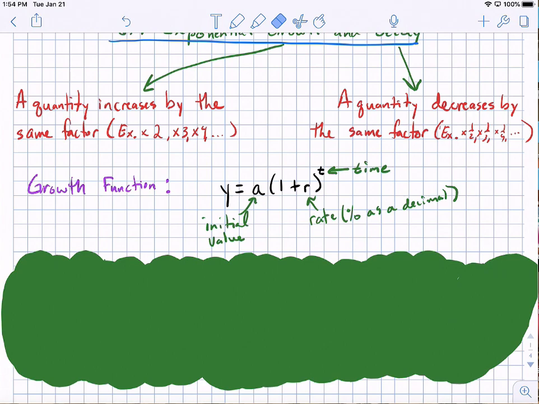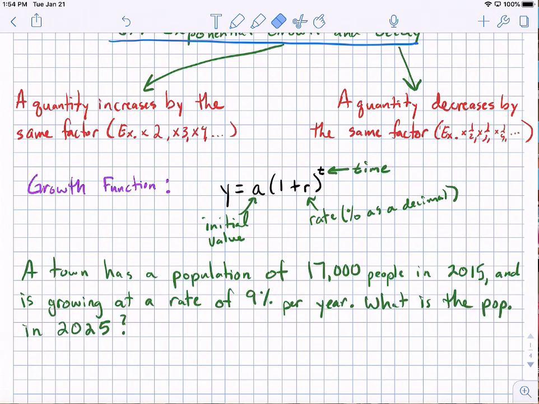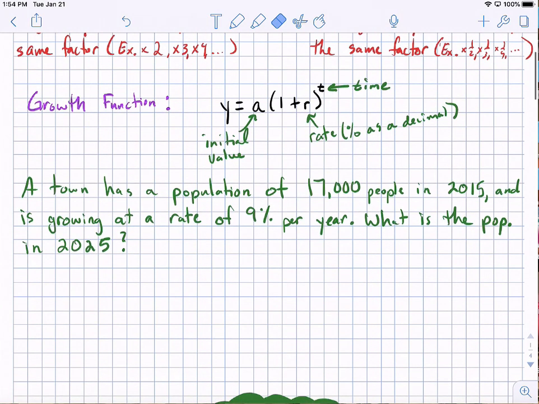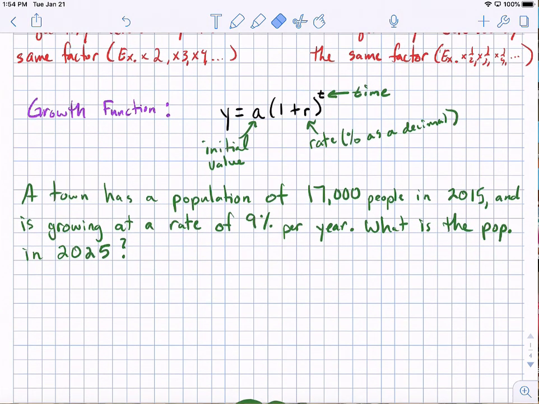All we have to do, when we look at a problem, is identify the values and what goes into it. Here is a good example of an exponential growth problem: a town has a population of 17,000 people in 2015 and is growing at a rate of 9% per year. What is the population in 2025?